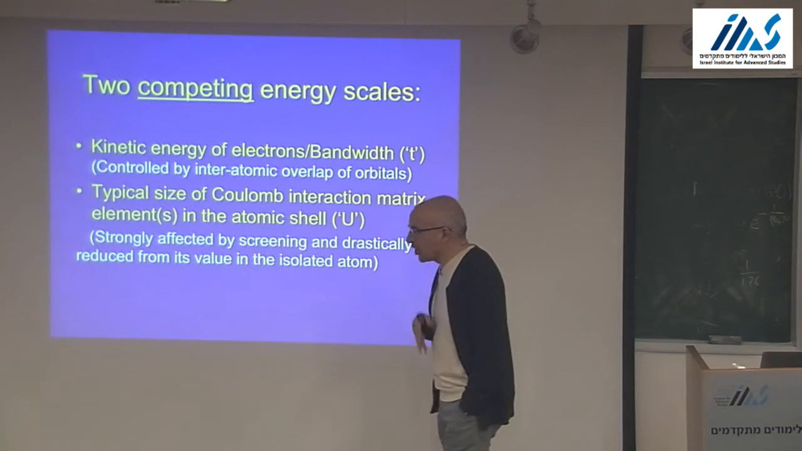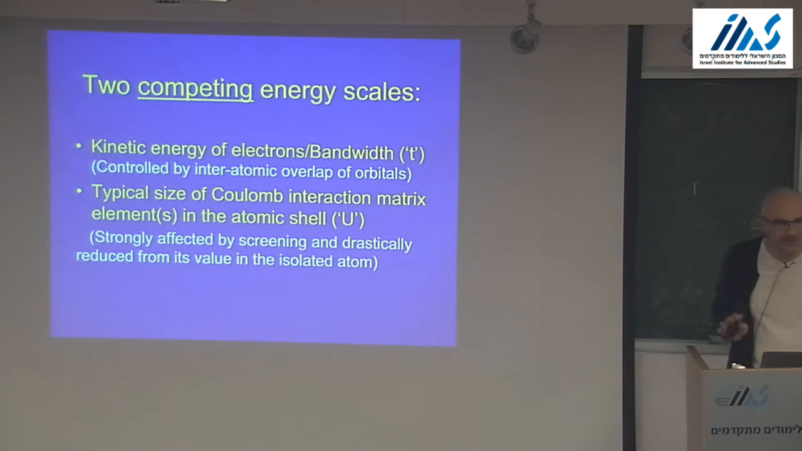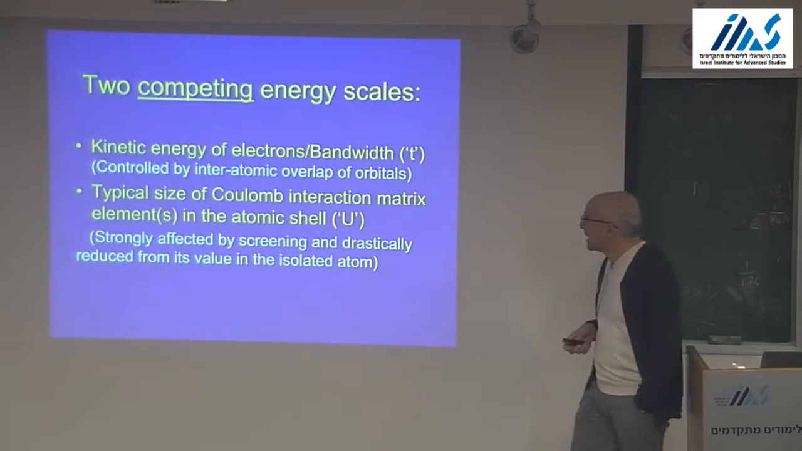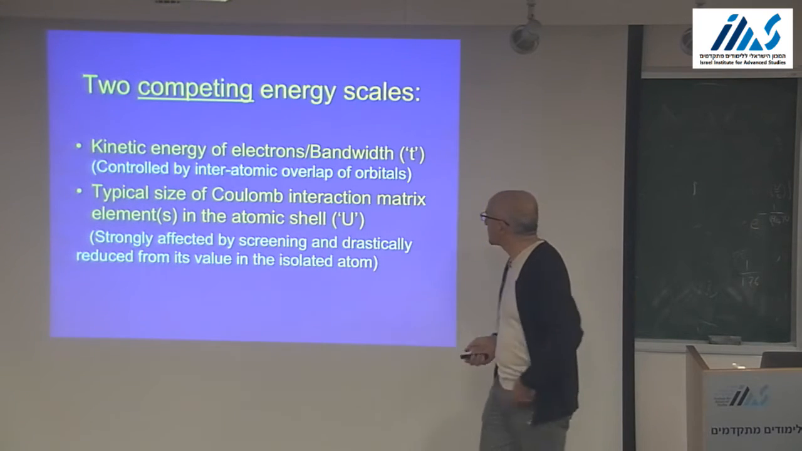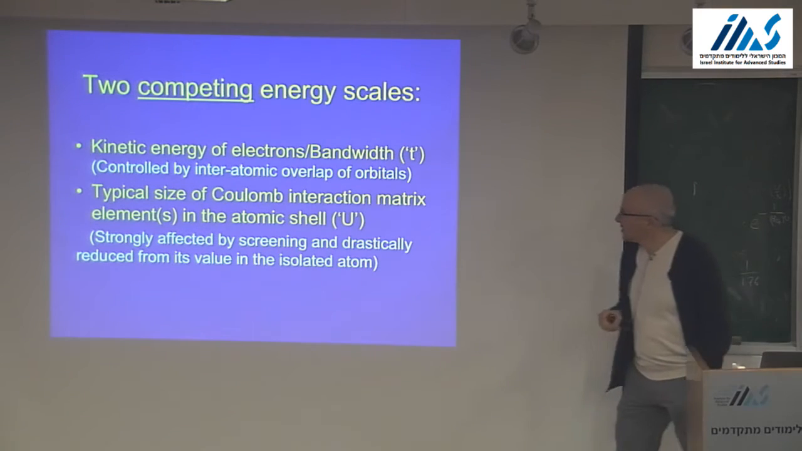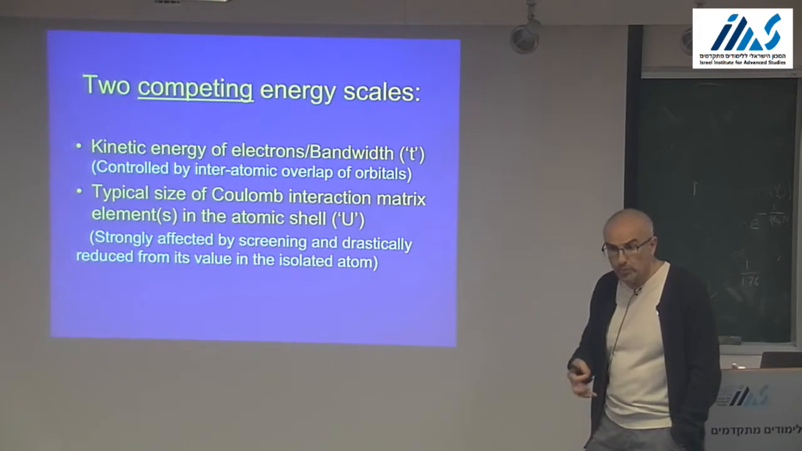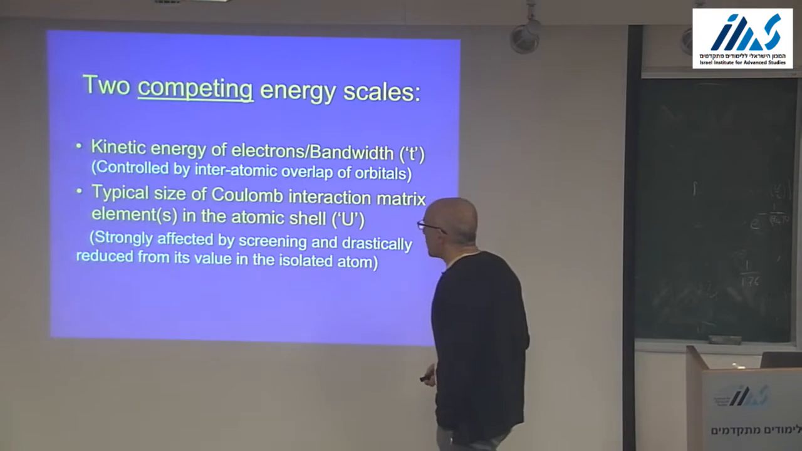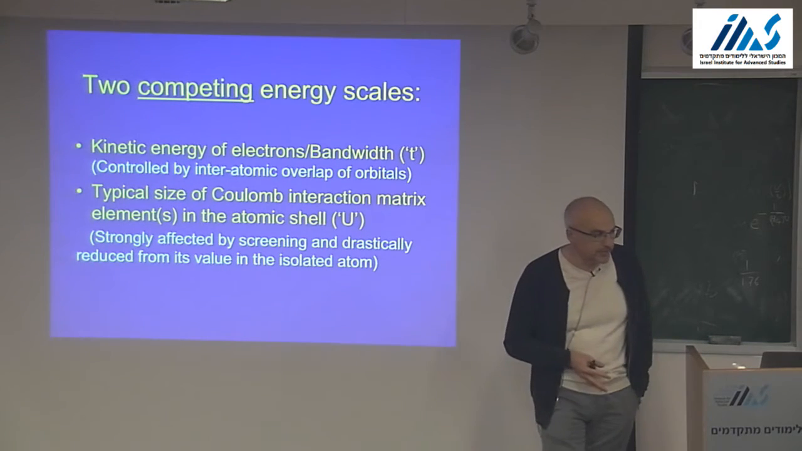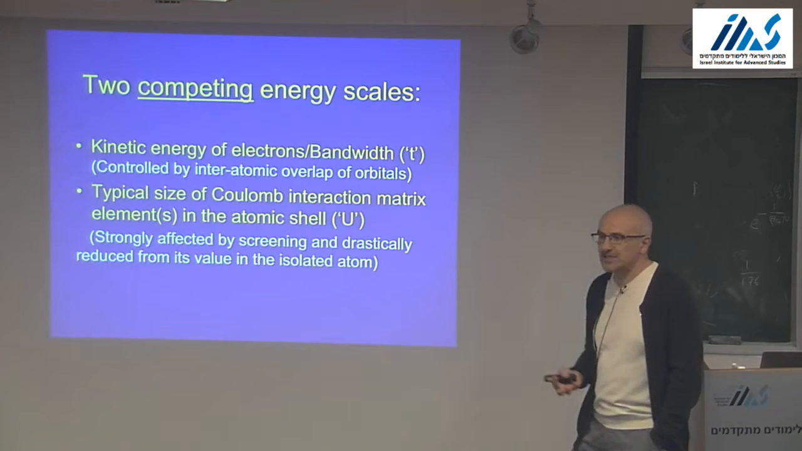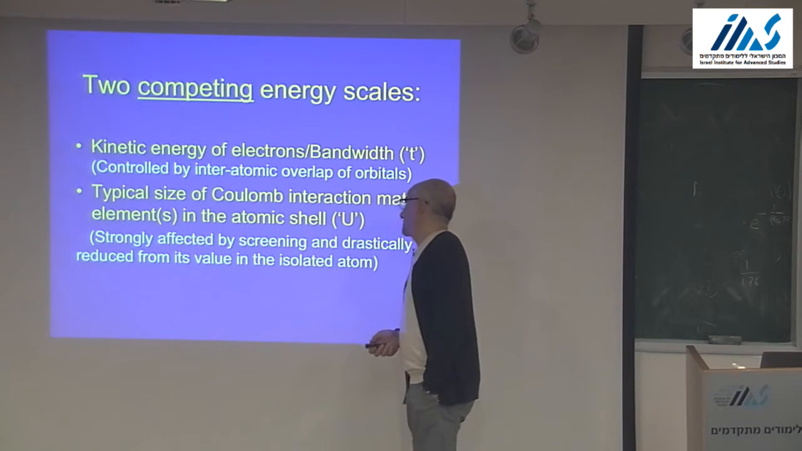Okay, so I've already talked about two energy scales that are very important and that dominate at least the high energy physics of all these systems. One is the overlap between two wave functions centered on neighboring atoms. That would be, in a loose sense, the tunnel amplitude or transfer integral that will lead to band formation. And the other one is the typical size of the Coulomb interaction, I should say of the screened Coulomb interaction, on a given atomic site, in a given atomic shell, for example, the 3d shell of my system.